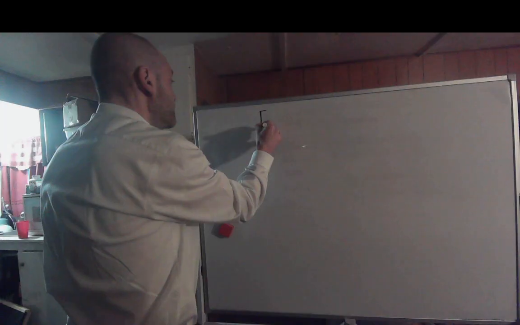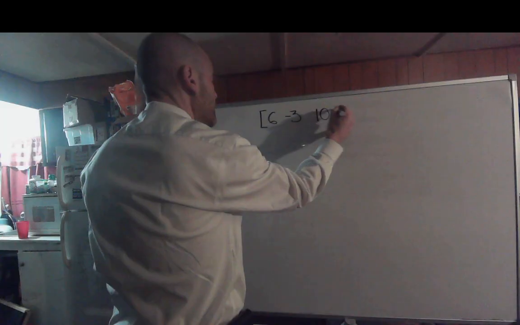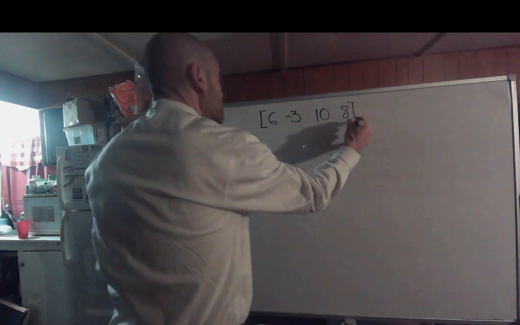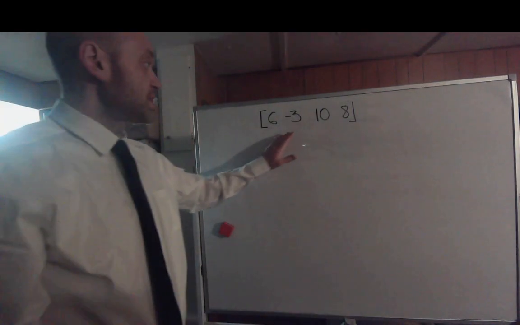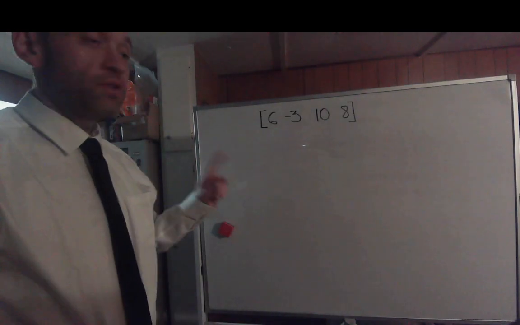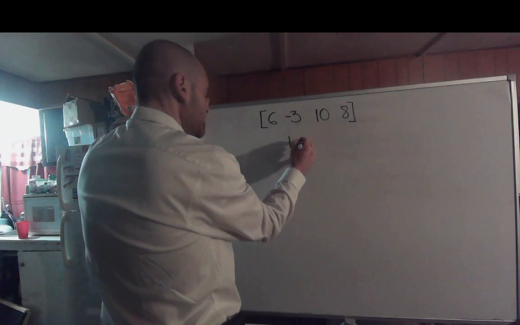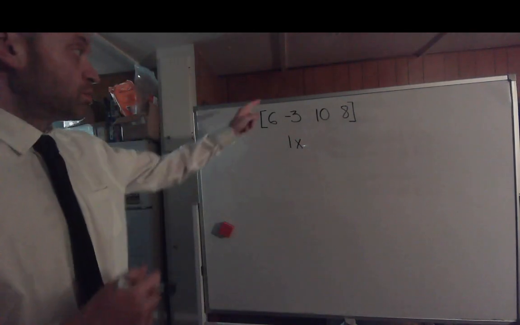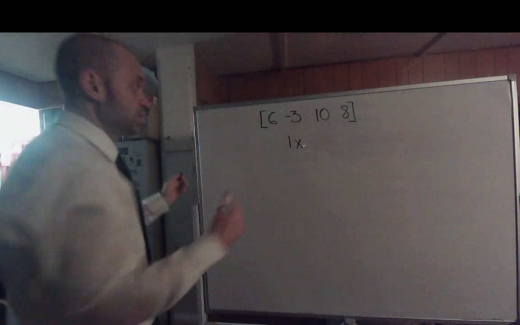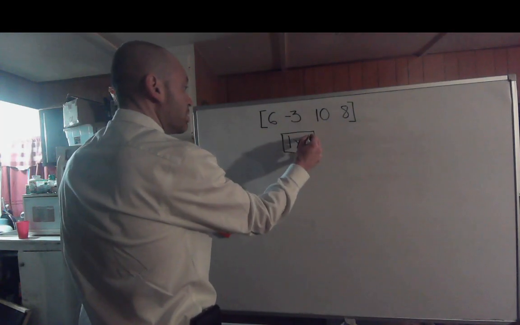Alright, let's say I have a matrix with entries 6, -3, 10, and 8. How would I classify this? First, how many rows are there? You got just 1 row straight across, by how many columns? 1, 2, 3, 4 columns. So this particular matrix is a 1 by 4 matrix.